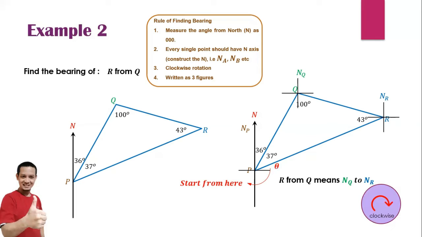Let's say this one is theta. How to find theta? Theta is 90 degrees minus 36 degrees minus 37 degrees. Is it clear to you? For angle NP theta, from N to P and then to the right side is a right angle, right? So theta is 90 degrees minus 36 degrees minus 37 degrees. So we got theta is 17 degrees. Is it clear, everyone? Now we go to point R.